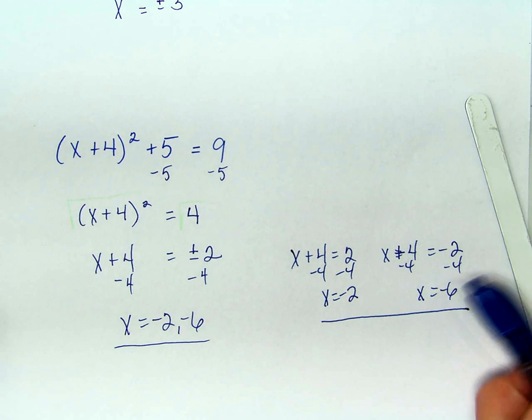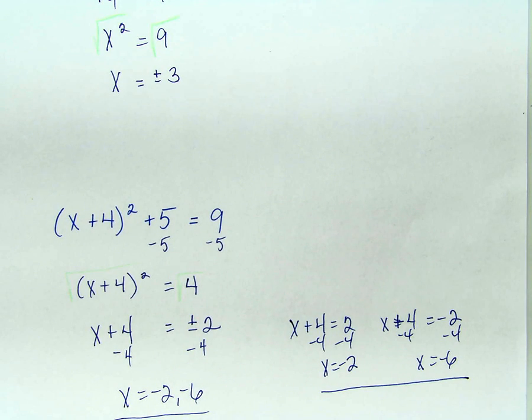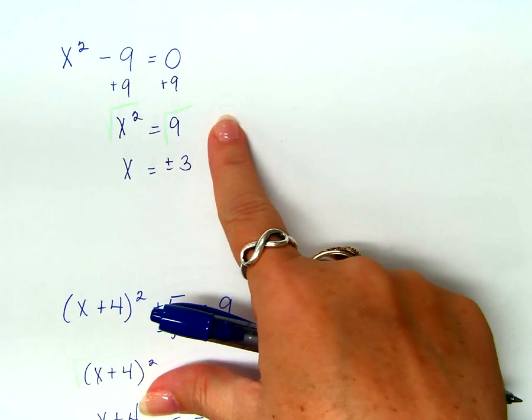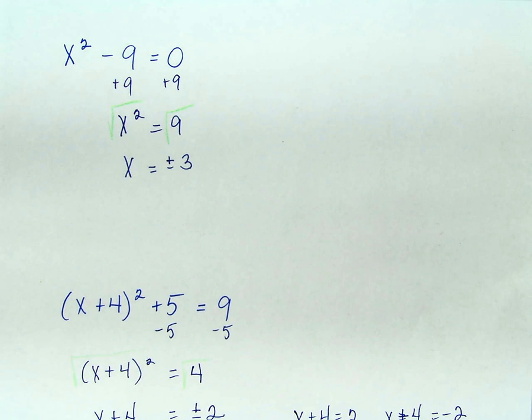Okay, so your directions will be like solve using square roots. That's what your directions will be like here. It may just be solve, it may be solve using square roots or something like that. Does that make sense? Okay.